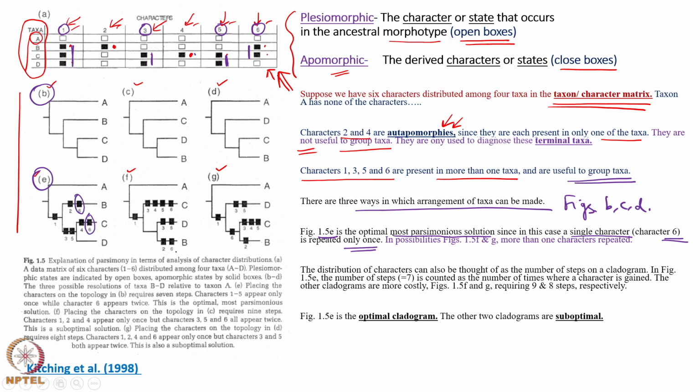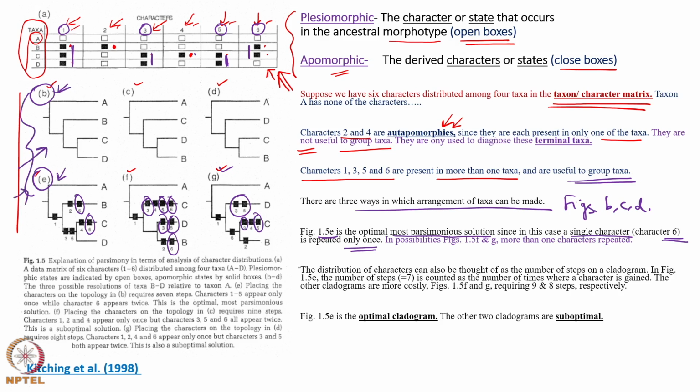Look at the other cladograms. Here character 6 is repeated, character 5 is repeated, character 3 is repeated. So, it is not a favorable solution. And in case of figure G, characters 3 and 5, 2 characters are repeated. So, there is single repetition in case of option E, or in other words the figure B. So, this is the most parsimonious solution.